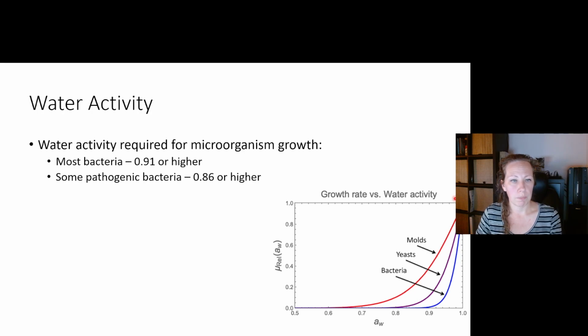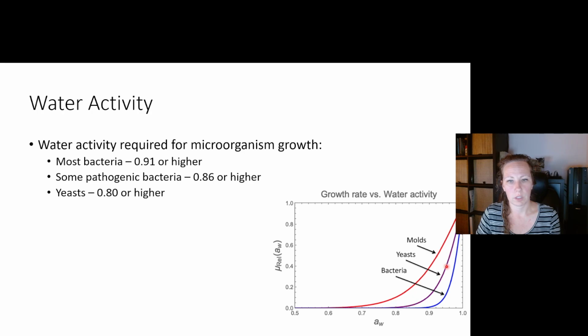However, some pathogenic bacteria, especially Staphylococcus aureus, only need a water activity of about 0.86 or higher. Okay, and so in the meat industry, especially, well, in lots of industries, you specifically target that because if you can get the water activity below that for things that you are making drier with less water activity, that protects you from pathogenic bacteria. Okay, yeasts require a water activity of about 0.8 or higher.